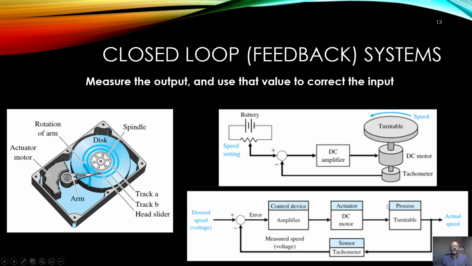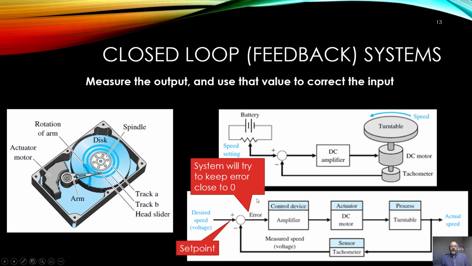For a car, it would be kilometer per hour. We call that desired speed the set point. And just keep in mind, in the feedback control system, the error, the difference between the desired speed and the actual speed, should be close to 0. The system will try to keep the error close to 0.